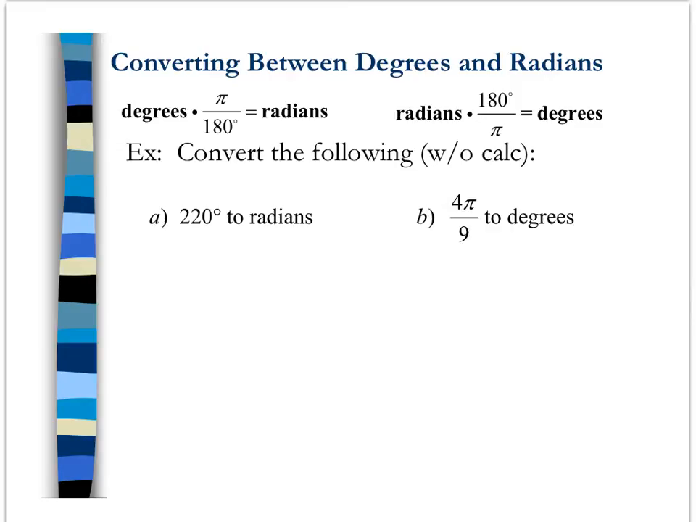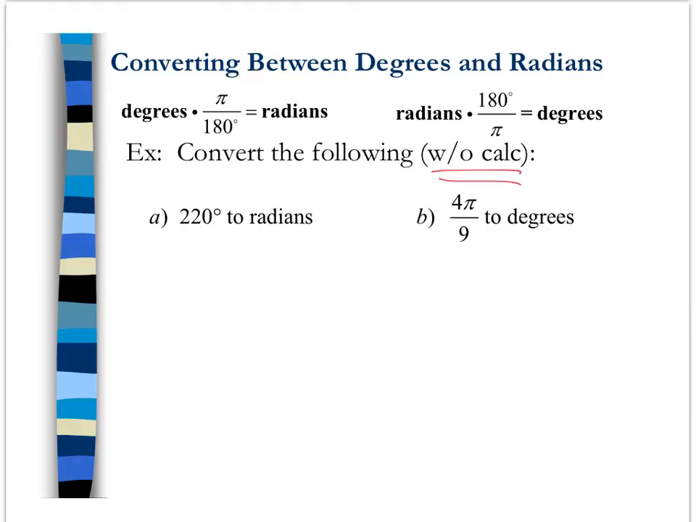Alright, converting between degrees and radians. We should be able to do this with or without a calculator. I'm just going to go through how to do this without a calculator, since this will be on the no calculator portion of our final. Remember that the ratio to convert is pi to 180. Whichever unit you want to finish with is the unit you need to have in the numerator.